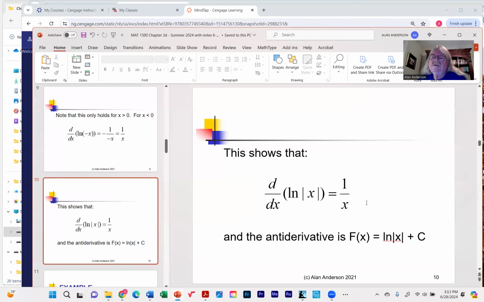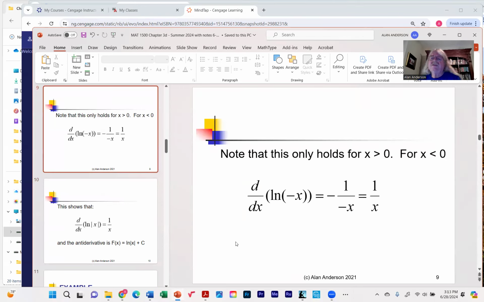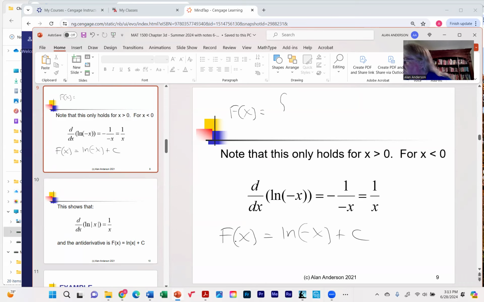Okay, so what this is saying then, and by the way, how can you tell? Because if you say that the antiderivative is log negative x plus c, the derivative does work out correctly. So what this is implying is that the antiderivative is log x when x is strictly positive, log negative x when x is negative.